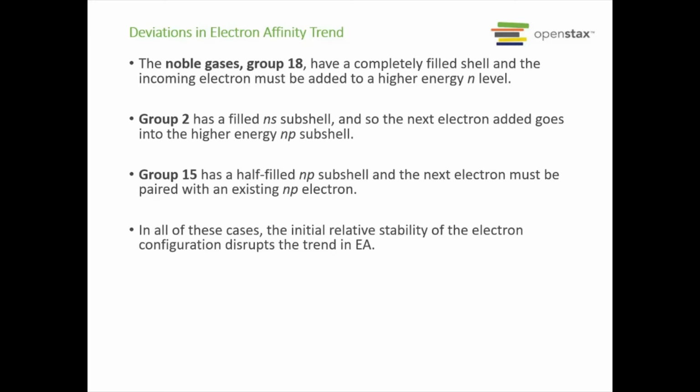Group 15. This is like nitrogen, phosphorus, arsenic, antimony, and bismuth. These guys have a half-filled p subshell, an np subshell. So the next electron would have to be paired with an electron in that np subshell. That takes more energy because you have to, again, pair it with something. So because of that, the electron configuration kind of messes up the stability, and that is what disrupts the electron affinity trend.